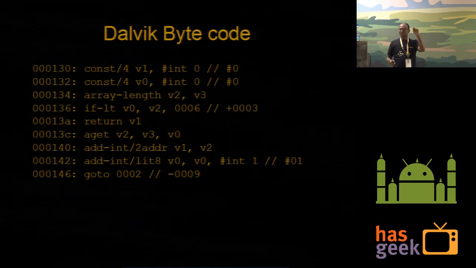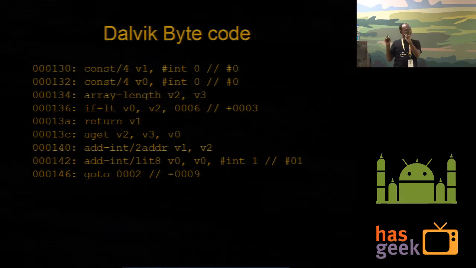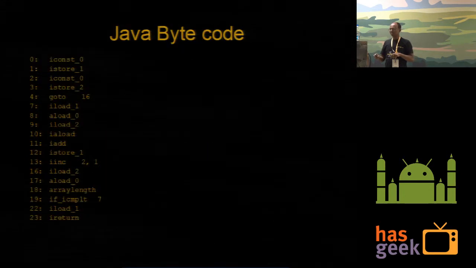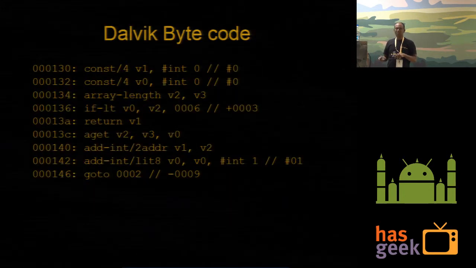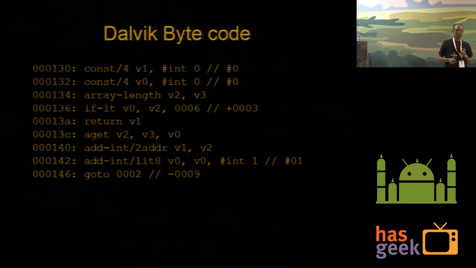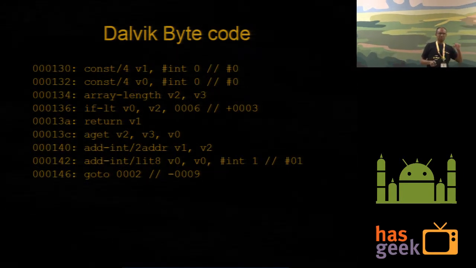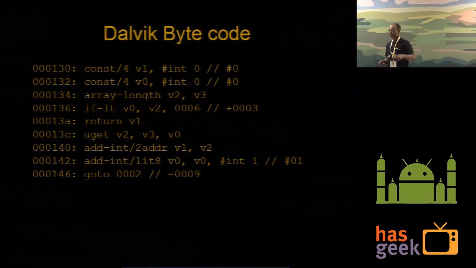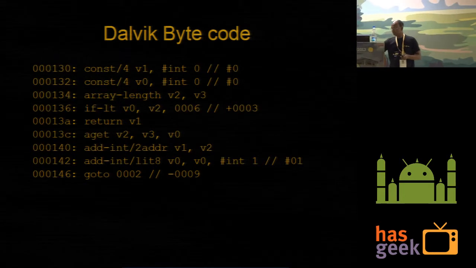The arguments that are passed are the last variables. If you look at it, V3 here is the one argument that is passed to this method, and this is how it looks. I'll touch upon this a little more later.